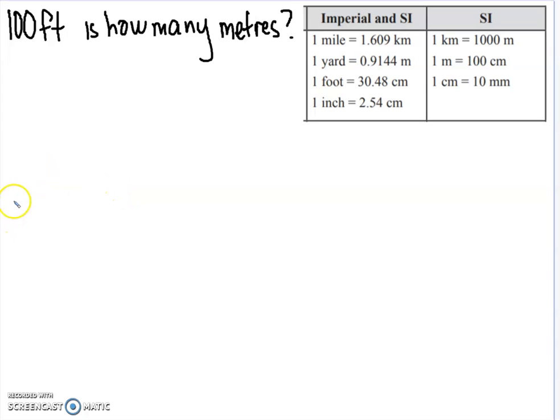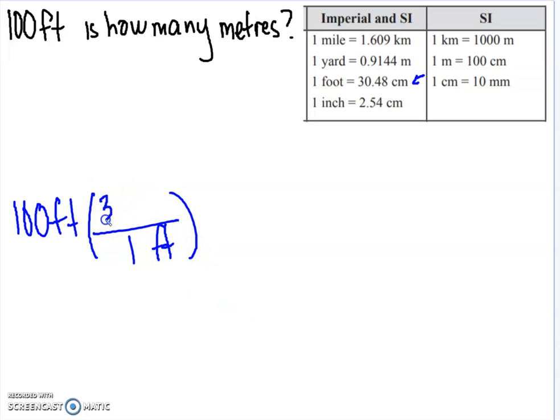So now we're going to go from 100 feet into meters. So there's a relationship between feet and centimeters. So let's start by doing that. 1 foot is 30.48 centimeters. But we don't need centimeters, we need meters. So we're also going to have to go from centimeters to meters.